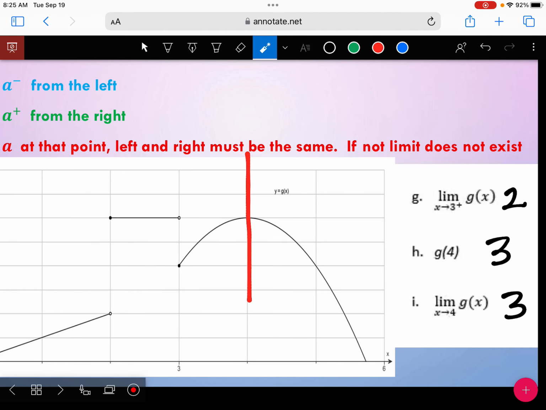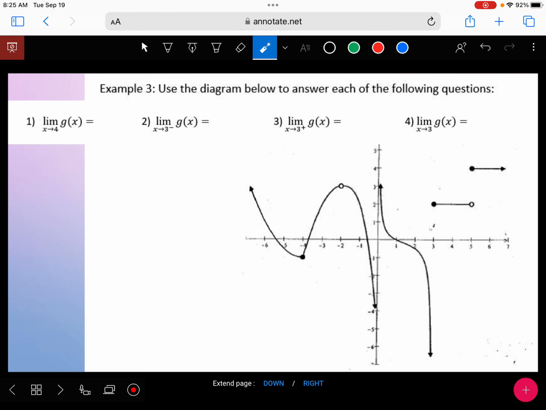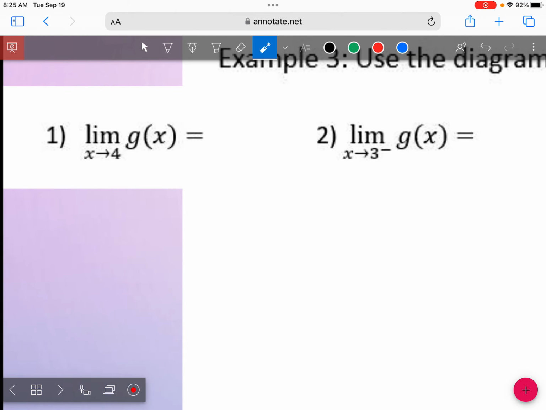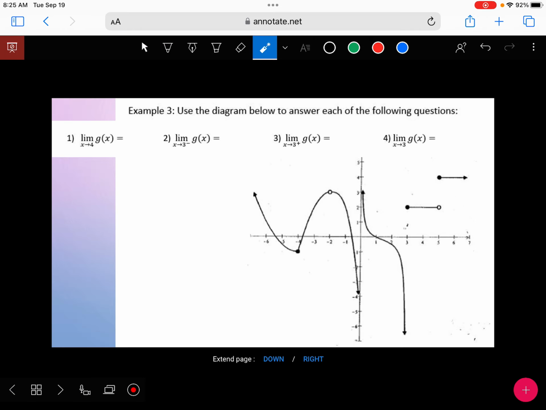All right, let's look at example 3. Let's look at a different graph. So first of all, we have as x approaches 4. So let's look at 4. And I want you to tell me, do we have a discontinuity at 4? That's your first step. So I'm going to look at 4.